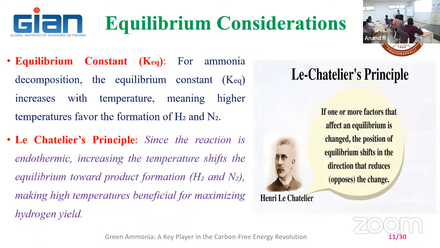So the equilibrium constant is an important parameter for a catalytic reaction. For ammonia decomposition, the equilibrium constant increases with temperature, meaning that higher temperature favors the hydrogen formation reaction. So for any reaction, you are finding out the equilibrium constant. Whenever the temperature increases, the equilibrium constant value also increases. That is suggested by Le Chatelier's principle. And they are saying that when the reaction rate increases, the conversion rate is also going to increase.